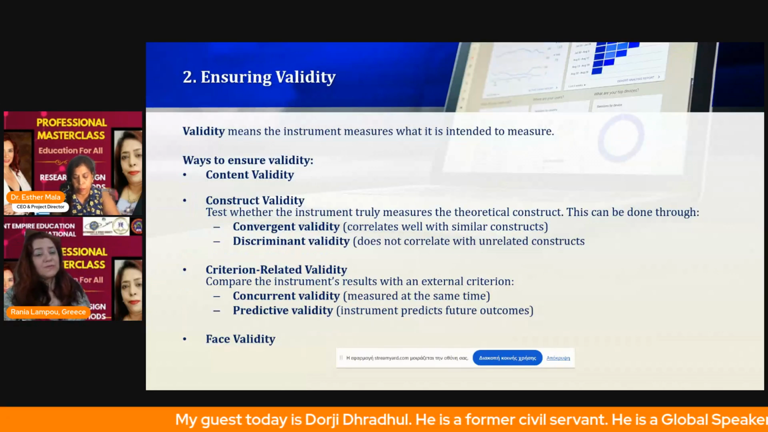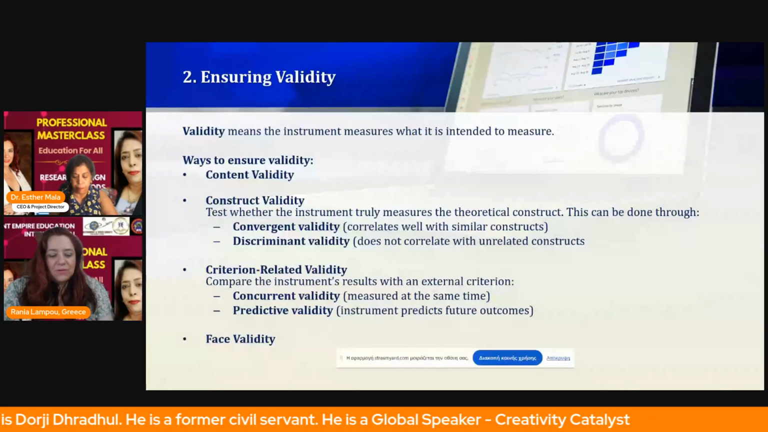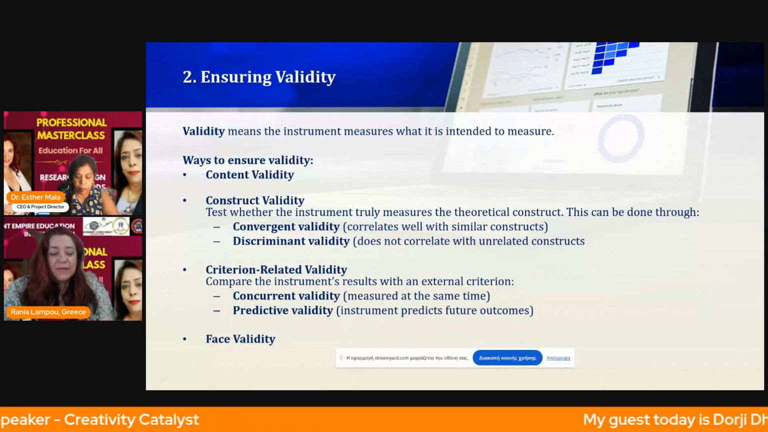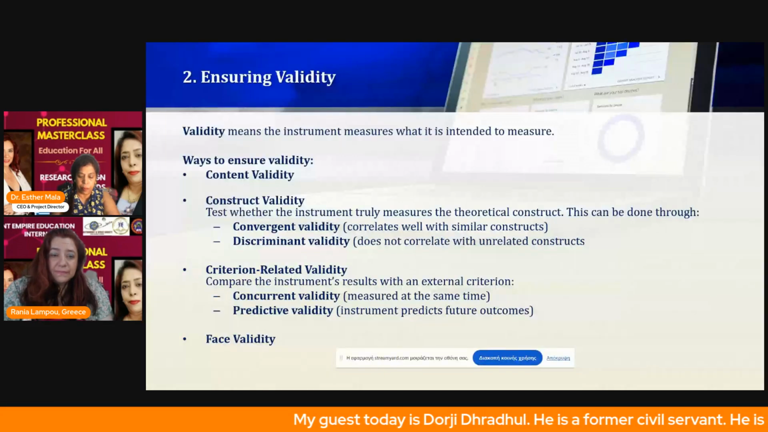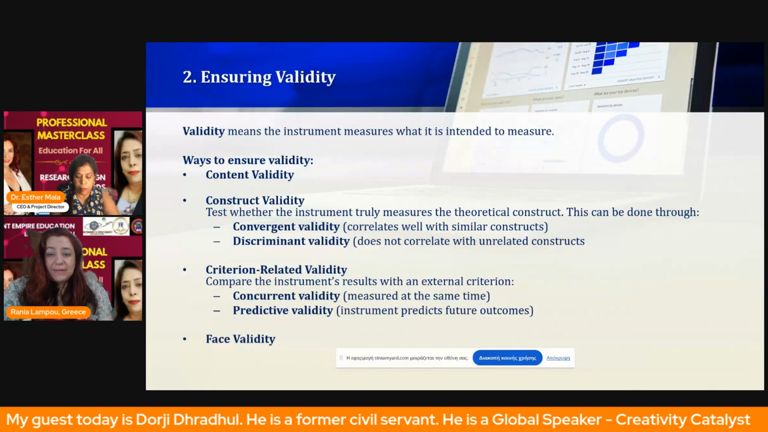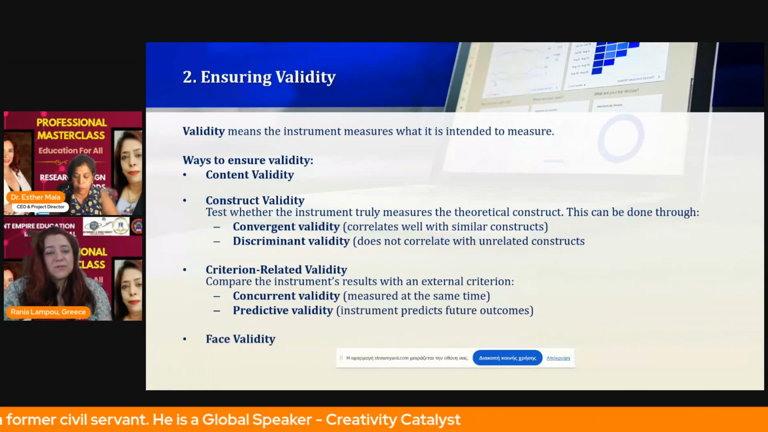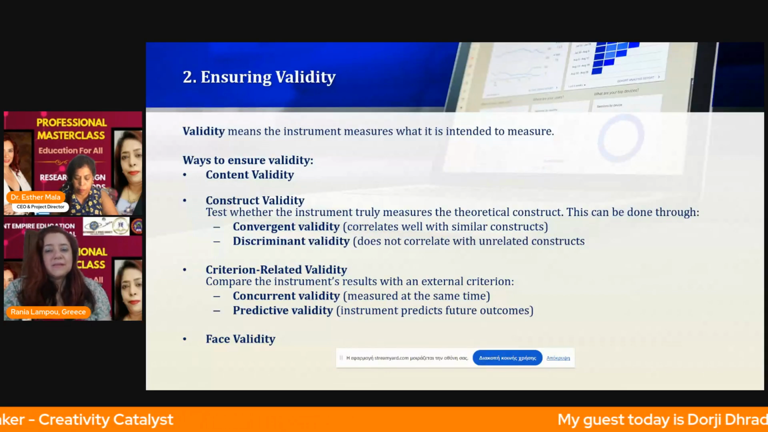Now, ensuring validity, which means the instrument measures what it is intended to measure. So how to ensure validity? Through content, construct, and criterion validity. Content validity ensures that the instrument covers all aspects of the concept being measured. Experts review the items to confirm relevance and completeness. For construct validity, we test whether the instrument truly measures the theoretical construct. So how can this be done? Through convergent validity. What is this? Convergent validity correlates well with similar constructs, and discriminant validity does not correlate with unrelated constructs.